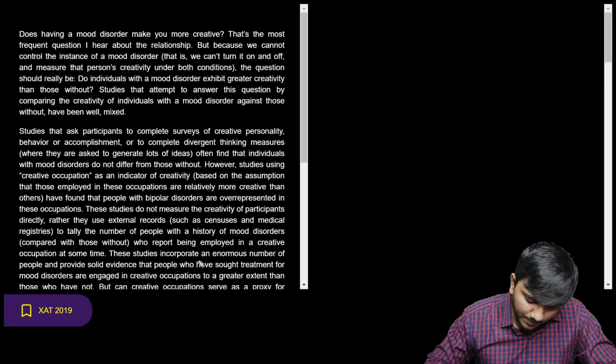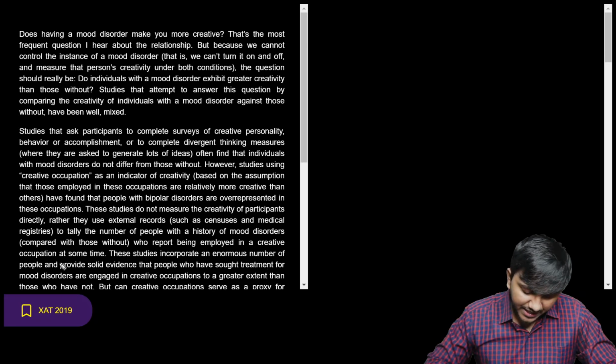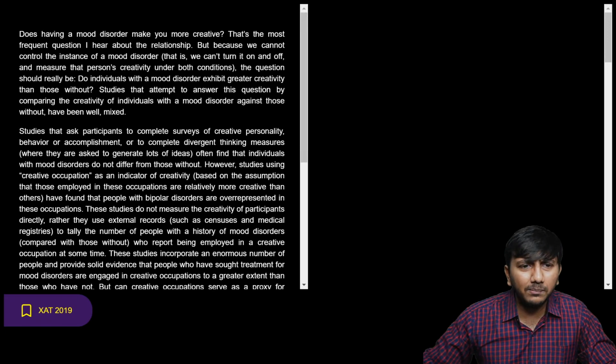These studies incorporate an enormous number of people and provide solid evidence that people who have sought treatment for mood disorders are engaged in creative occupations to a greater extent than those who have not. So this is giving some kind of a pattern.